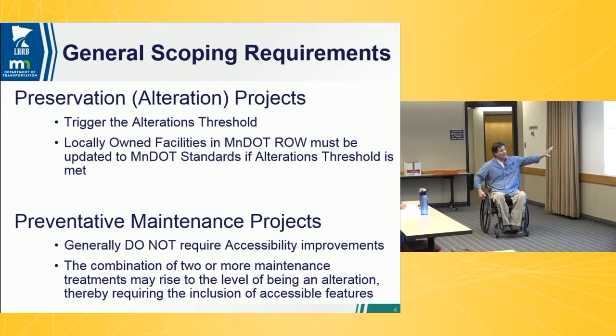So getting back to the federal definition of preventive maintenance projects, they generally do not require accessibility improvements based on the federal definition of preventive maintenance.